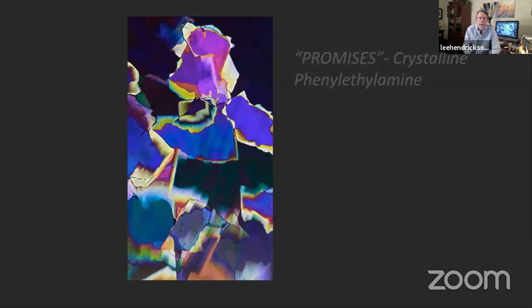Phenylethylamine can also be treated a different way before you grow the crystals. And by heating and then cooling them, it changes the shape dramatically. And these shapes and thicknesses change the colors. It's called Promises.